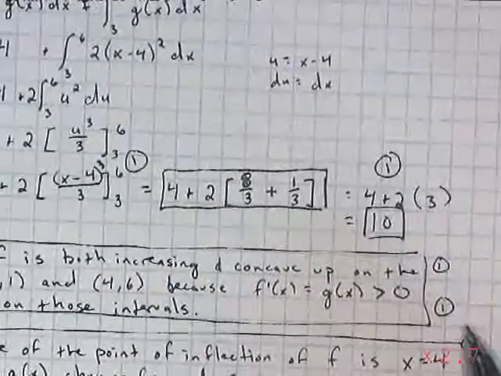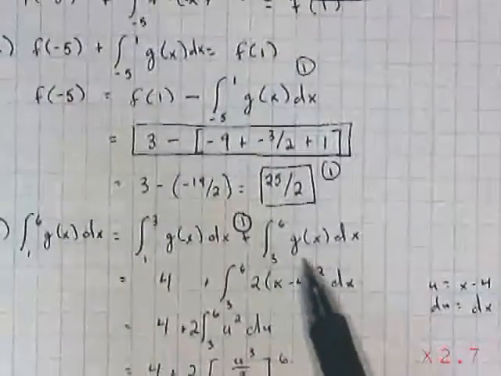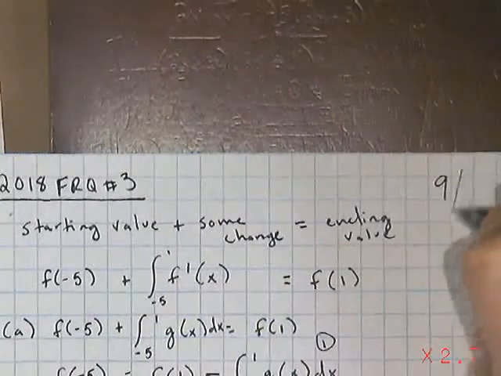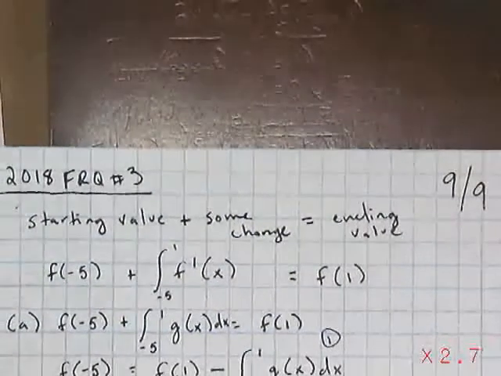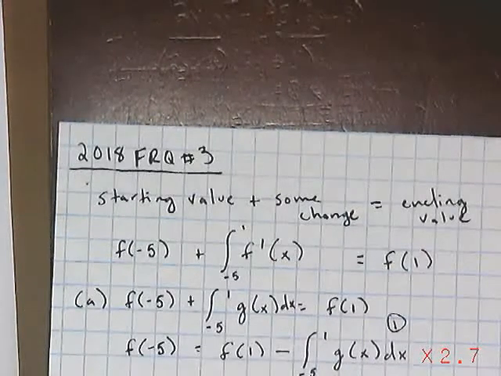So we get 1, 2, 3, 4, 5, 6, 7, 8, 9. 9 for 9. And that was FRQ number 3 from AP Calc AB 2018.